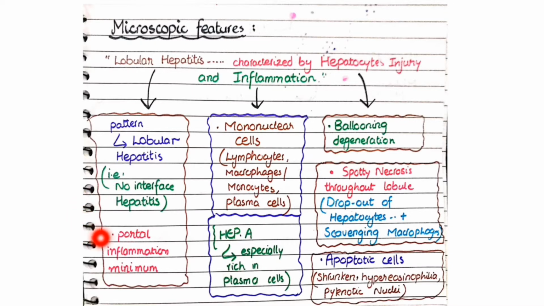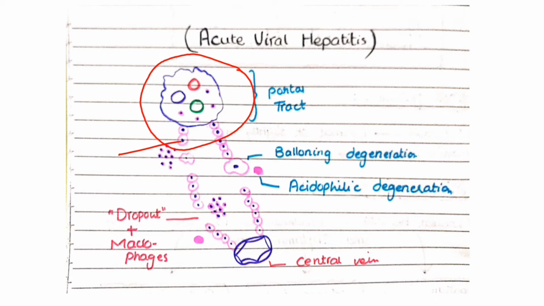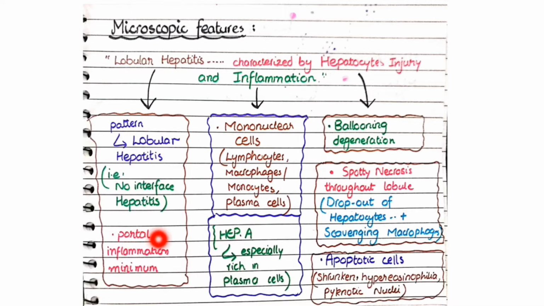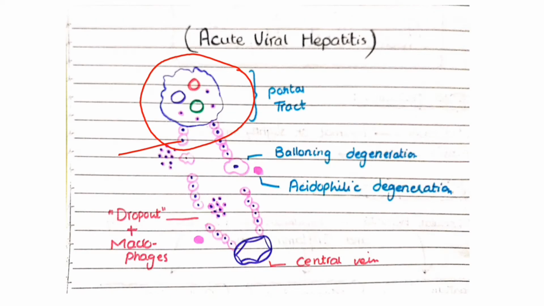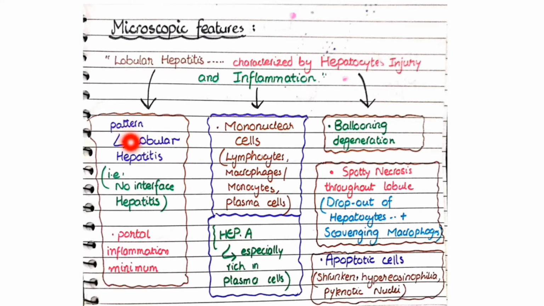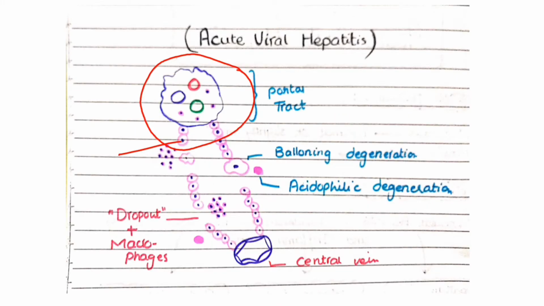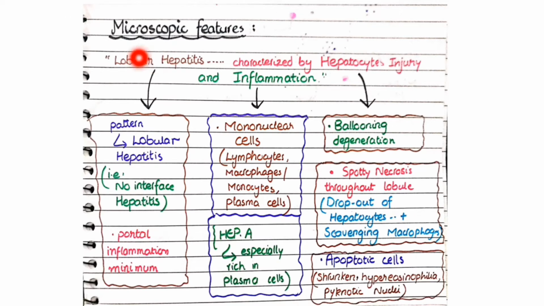Secondly, relating to this point, portal inflammation is also minimum in the lobular pattern of hepatitis. Portal inflammation means that inflammatory cells are present in the portal tract. Here you see a minimum amount of these inflammatory cells. So in acute viral hepatitis, portal inflammation is minimum and there is no interface hepatitis. The pattern of injury is lobular hepatitis, which means that the areas of cell injury and the inflammatory cells are scattered throughout the hepatocytic lobule. So hopefully our first keyword is clear now.